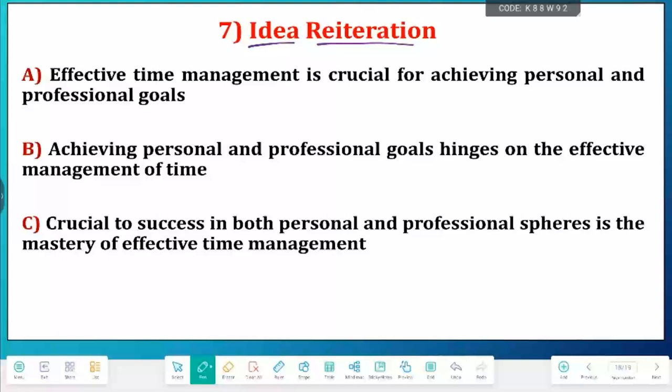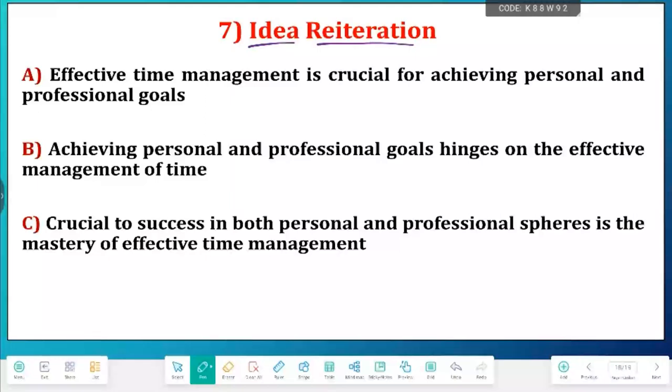So what is reiteration? Let's say, for example, if I say that Rohit Sharma is the best batsman in the world currently. So, you know, Rohit Sharma is the best batsman in the world currently. Second statement I'm saying, currently in the world, there is no batsman who is better than Rohit Sharma.